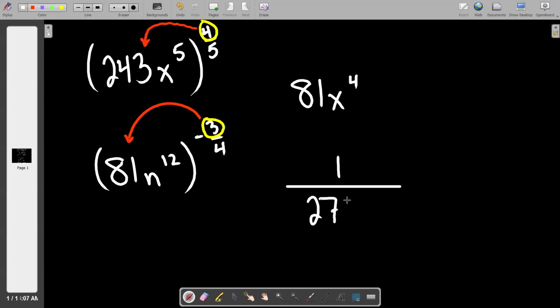And now we're going to go do the variable. And again, it's going downstairs. So once you acknowledge where it's going to wind up, you can kind of ignore the negative now. We've already taken care of that. What's 12 divided by 4? 3 times 3. So we got n to the 9.